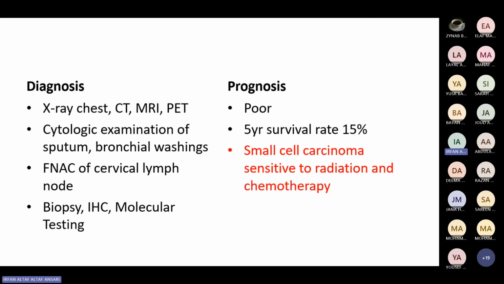How do you diagnose? You need X-ray chest, CT, MRI, or positron emission tomography, the PET scan. You also take a cytological examination of the sputum or bronchial washing, aspiration of the cervical lymph node, biopsy of the lung mass, immunohistochemistry, and molecular tests. The prognosis is poor. The 5-year survival rate is less than 15%. But if diagnosed early, in the initial stages, small cell carcinoma, though it is a very high grade malignancy, has a response to radiation and chemotherapy.